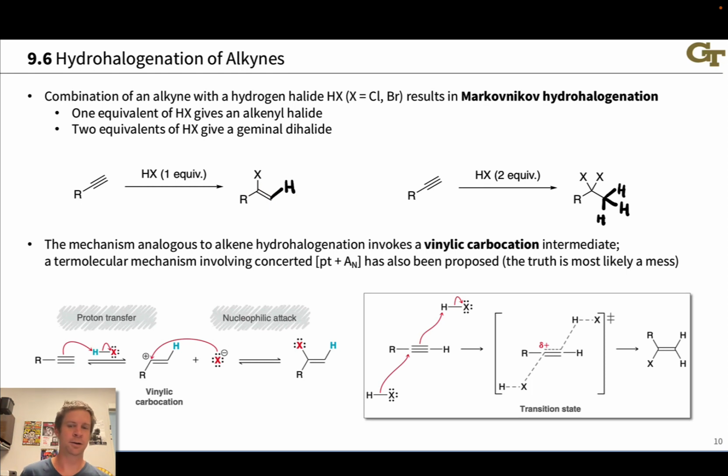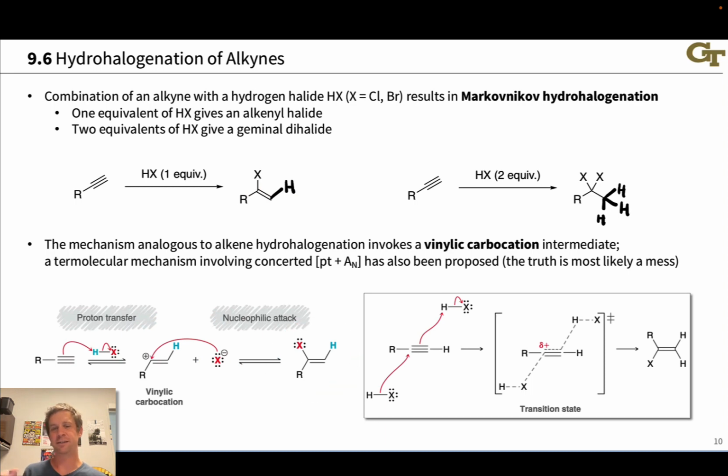The mechanism here is a little bit complicated, to be honest, because the reactive intermediate would not be a trigonal carbocation, but an alkenyl or vinylic carbocation like this. So if we draw a perfect analogy to hydrohalogenations of alkenes, we'd expect an alkenyl carbocation like this after proton transfer, followed by nucleophilic attack by X- to produce the alkenyl halide.